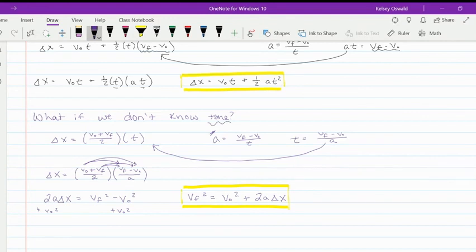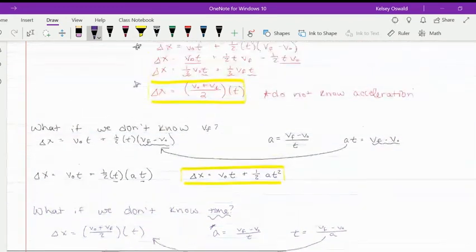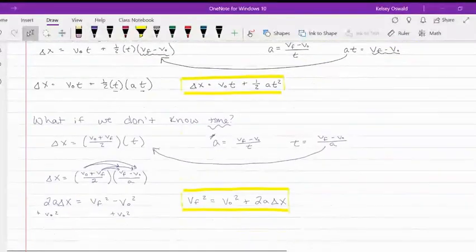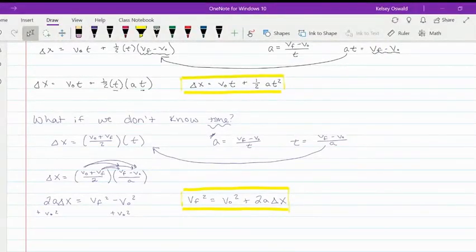So depending on what variables you are given will determine which one of these 5 kinematic equations you will want to use to help you solve your problem. Okay? So if that's where those 5 equations come from, please let us know if you have any questions.